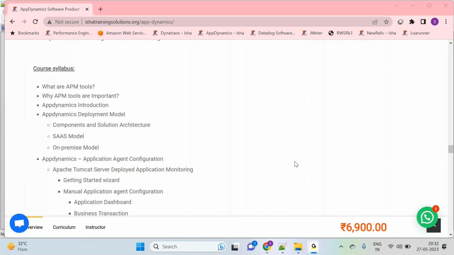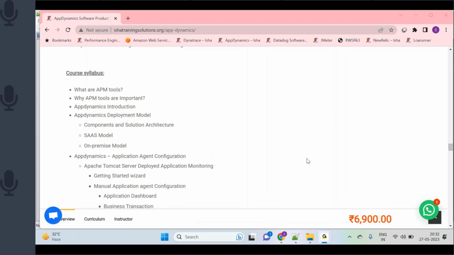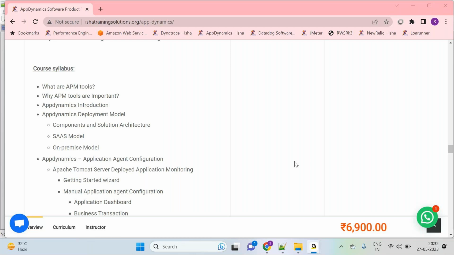So today, what we are going to do is see the course content that we are going to cover as part of the AppDynamics APM tool learning. How we are going to have this session is that I'm going to explain the course content, what we are going to cover. You can ask me any question, because we have to know what the expectations are, what you need out of this course journey. All these things we are going to discuss.